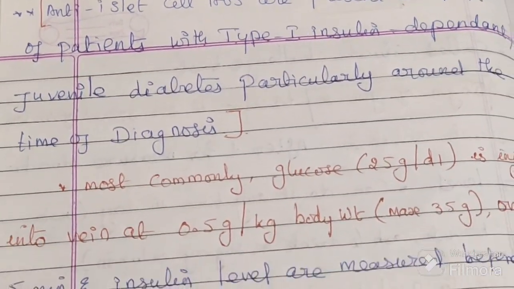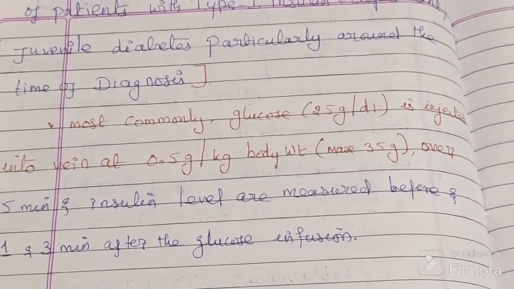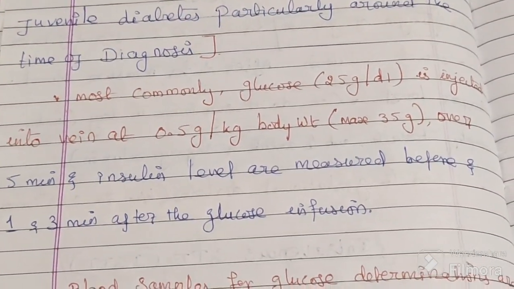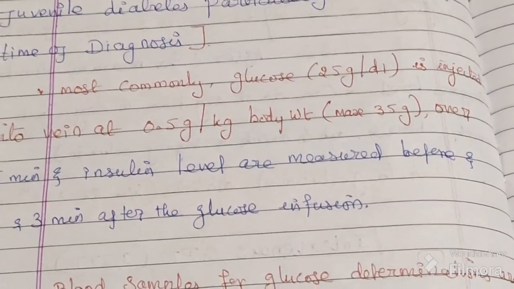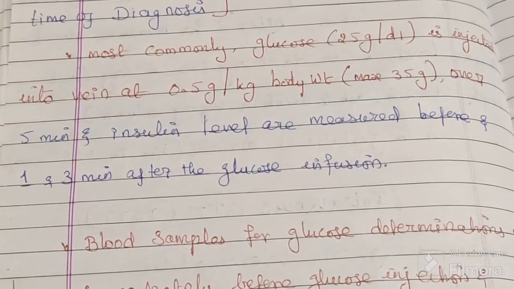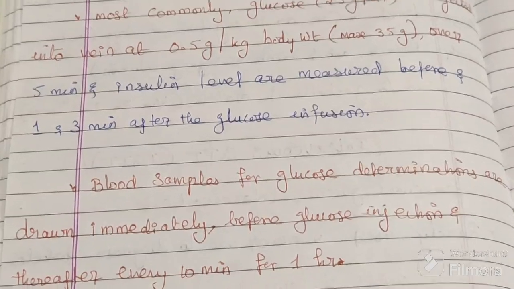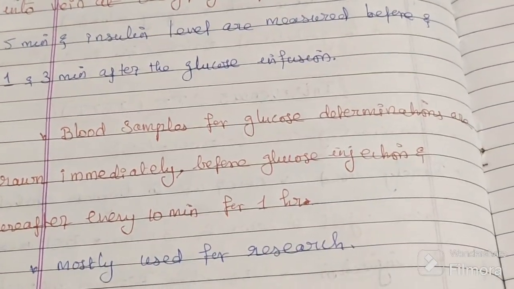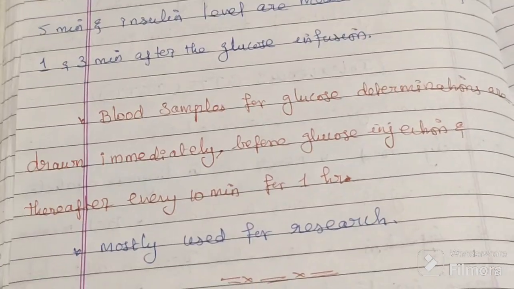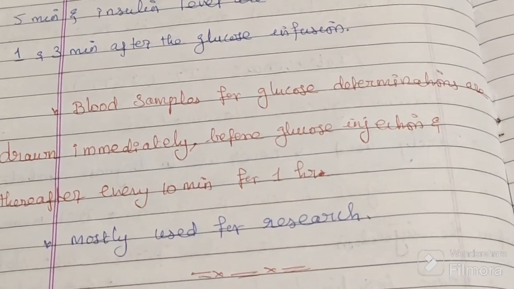So for identification, we are using here glucose 25 gram per deciliter, injected into the vein at 0.5 gram per kg body weight, maximum 35 gram over 5 minutes, and insulin levels are measured before and 1 and 3 minutes after glucose load. Then infusions. Blood samples for glucose determination are drawn immediately before glucose injection and thereafter every 10 minutes for 1 hour, mostly used for research.